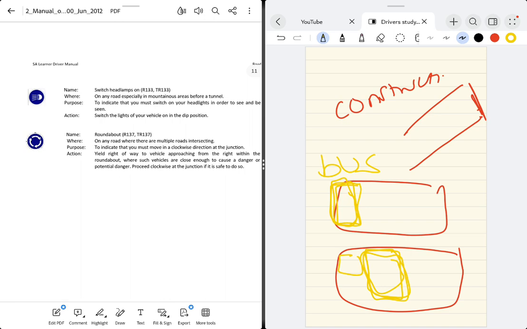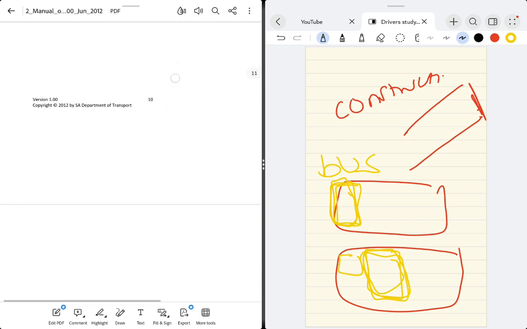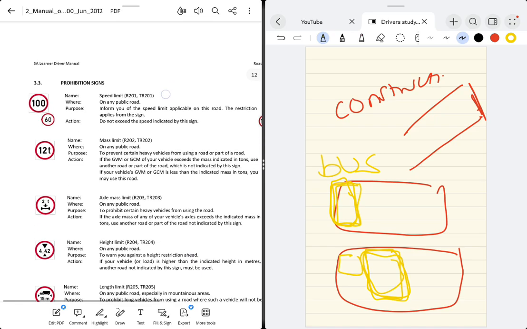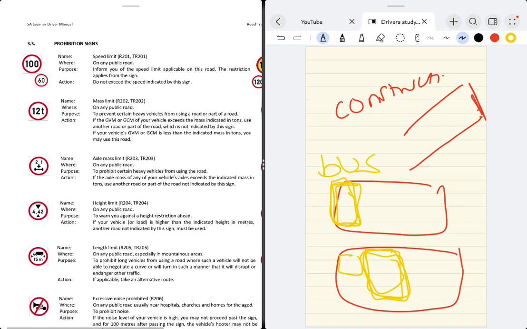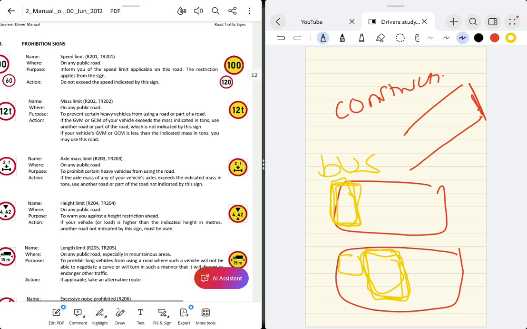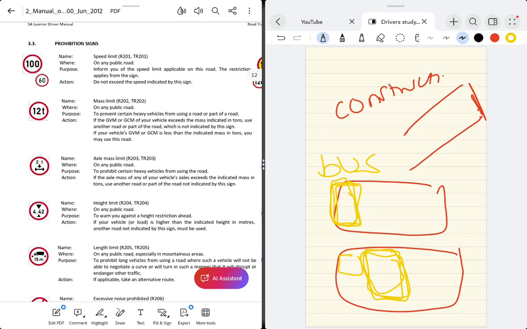Then that lamp, switch on headlamps. Then the round one is a roundabout. Then prohibition signs. So that's for the speed limit. Okay. So it informs you of the speed limit applicable to this road. The restriction applies from the sign, which means you cannot exceed that amount. So the blue just tells you that that's the minimum. Then the white and red tells you that's the maximum.